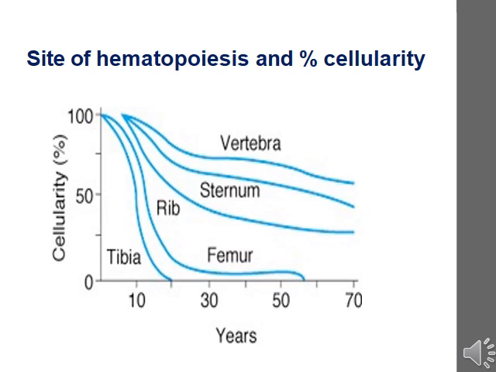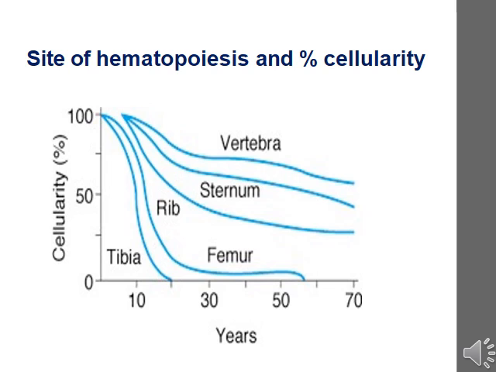So this is a graphical representation with the passage of time, from the start day of your life till the 70s or after. First of all, they all produce in the vertebrae. Initially, they produce in the tibia and ribs. Okay, tibia and sorry, femur, so they produce in the long bone.